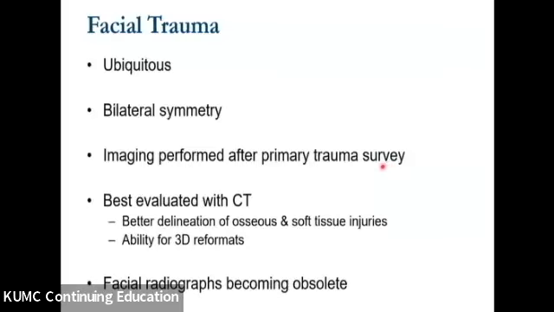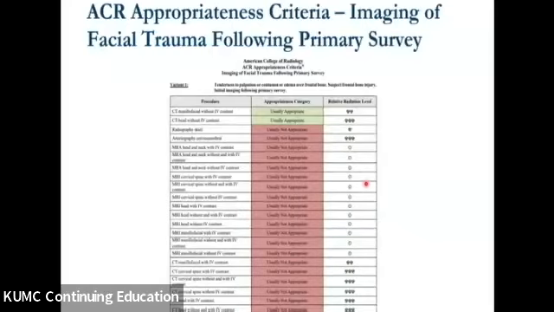So CT here is really going to be the gold standard. You just get a better delineation of osseous and soft tissue injuries. And a lot of our surgeons like the ability for 3D reformats. And then lastly, facial radiographs are just kind of becoming obsolete. We have a site in our health system that doesn't have CT capability. It's an urgent care center, and they order a lot of facial radiographs. And I think in those situations, it's just important to protect yourself, and don't be shy about recommending a CT maxillofacial for further evaluation. And really, the ACR appropriateness criteria would support you in that recommendation.